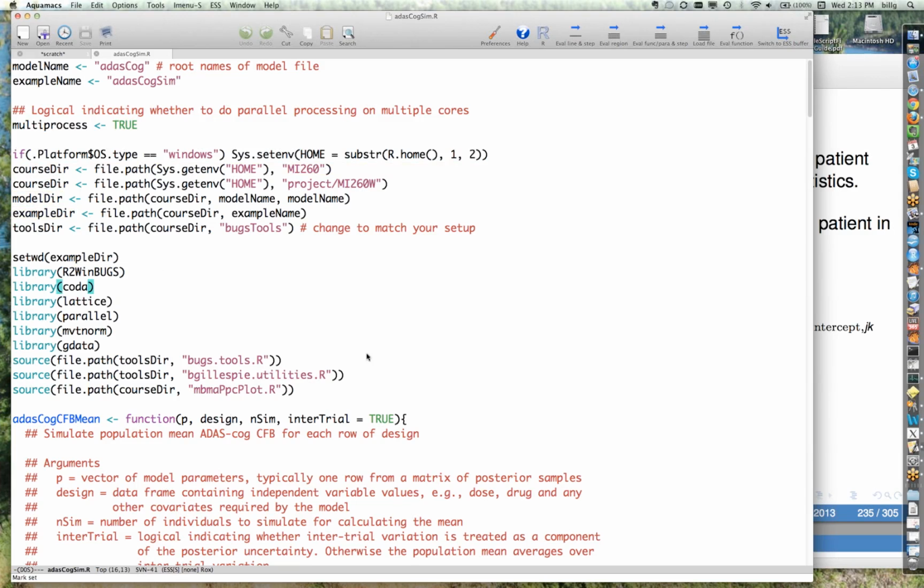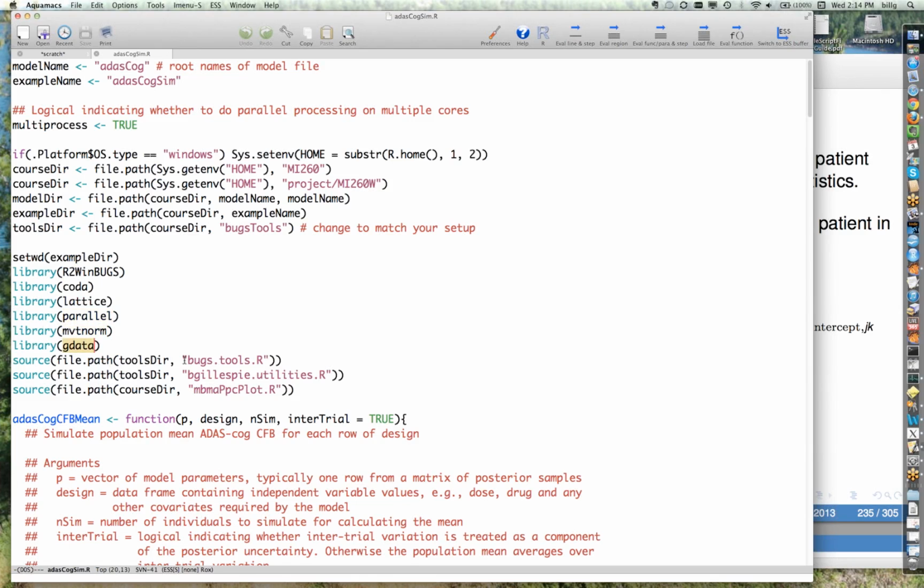Let's see, is there anything new here? Most of the libraries we've used before. The parallel library is where we get the code needed to do the parallel processing across the cores on our machine. You know what? I've got mvtnorm here. Now that I think of it, I don't think I ended up using it. That happens to be a library containing multivariate normal and t-distribution code, but as I recall, I don't actually use that, so we can ignore that.